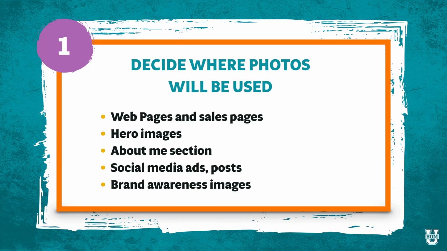So first off, we're going to decide where photos are going to be used. You can create a spreadsheet or just write it in a journal, but list out all the places that your images are going to be used, such as web pages and sales pages. Are they going to be part of the hero images? Are they going to be inset images? When I say hero images, I mean that large section at the top of your website. Obviously, you'll probably have some images in the About Me section. So think about what you're going to be doing in those photos. Social media ads, posts, and then just general brand awareness images. So you want a variety there. So decide where these photos are going to be used throughout your business.